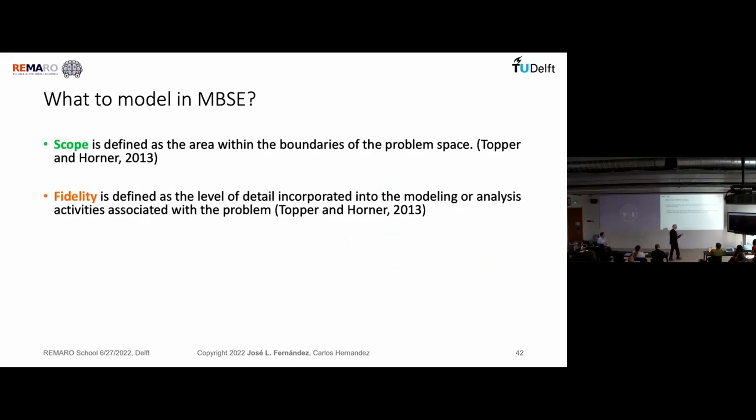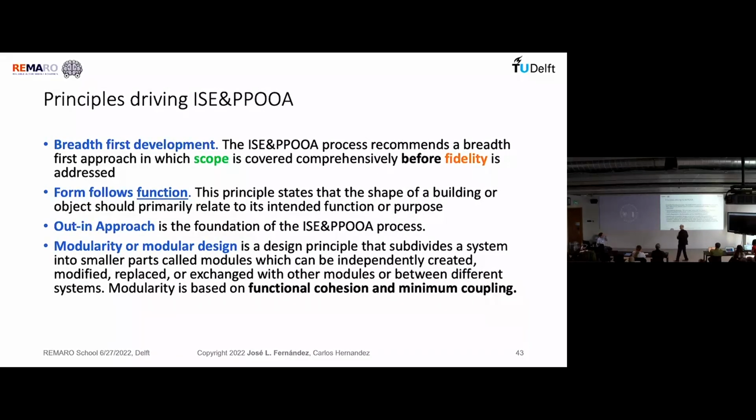So, for us as engineers, it's important the scope of the model, what we want to represent in the model, and the fidelity, the detail of the modeling. You have to play with both scope and fidelity, but don't sacrifice scope, sacrifice fidelity. Okay? So the principles driving this methodology are breadth first development. The important issue is first, identify the subsystems.